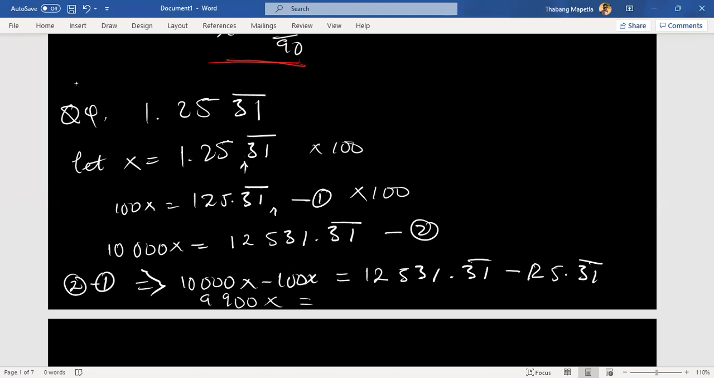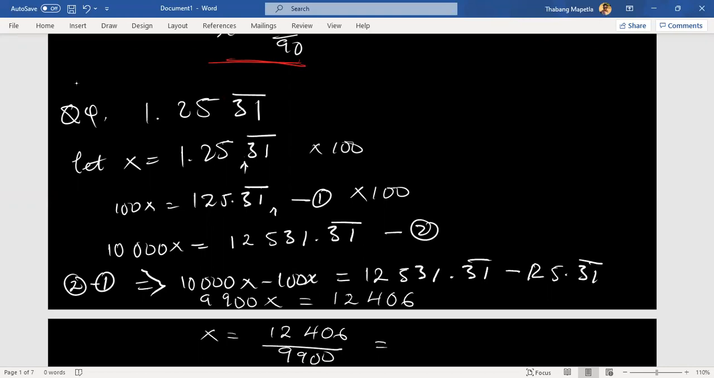Remember, 0.31 bar goes with 0.31 bar; it totally cancels out. So we're going to be left with 12,531 minus 125, which is 12,406. Then we make x the subject by dividing everything by 9,900. So x is going to be 12,406 divided by 9,900.